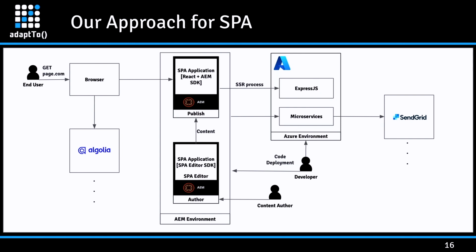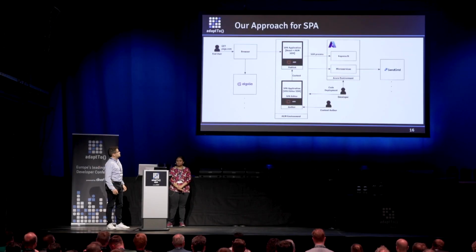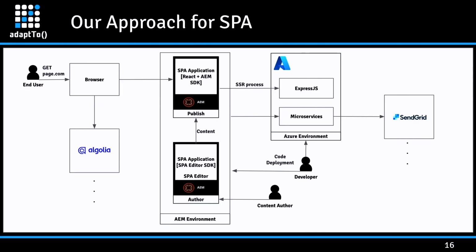Also, something to mention here is that from the developer perspective, we have only one repository, and the code is deployed to 2 places every time that they make, let's say, a commit or push to master. The code goes to the AEM environment because it's an AEM project with all the modules. And the code also goes automatically to Express.js in the Azure environment. So it's deployed on both sides.